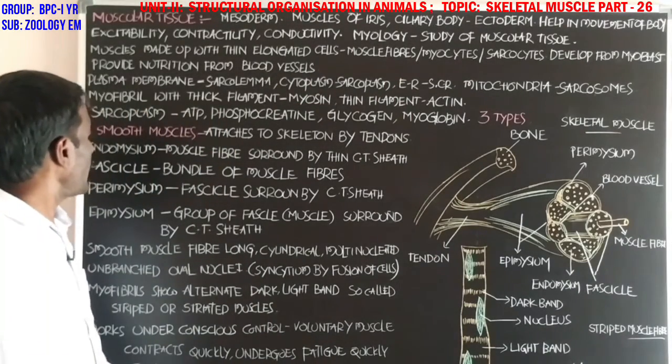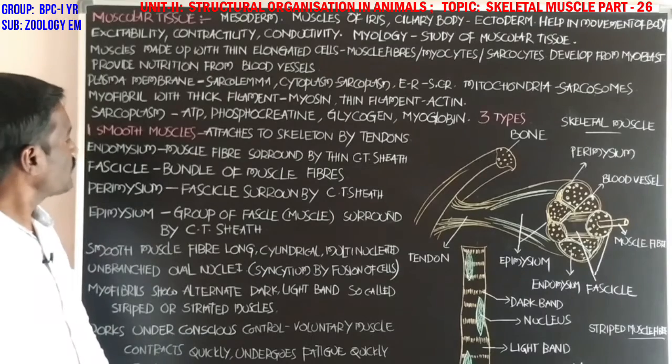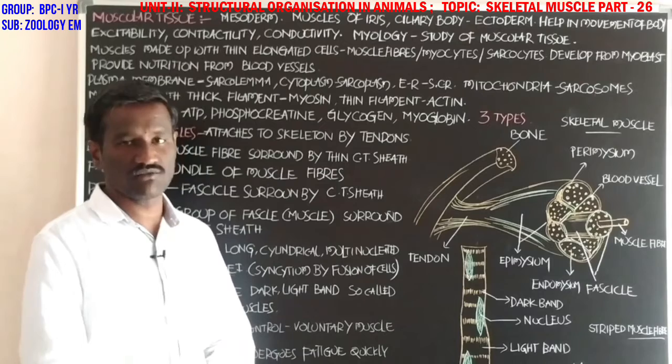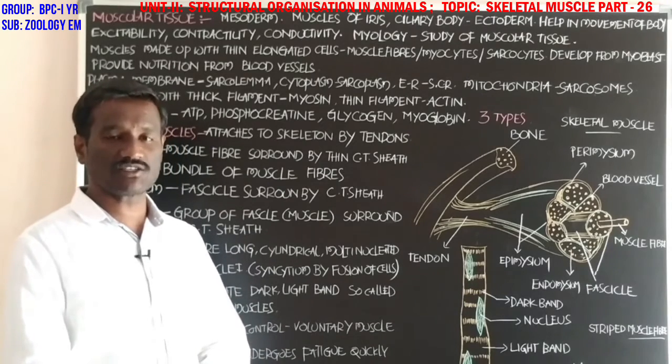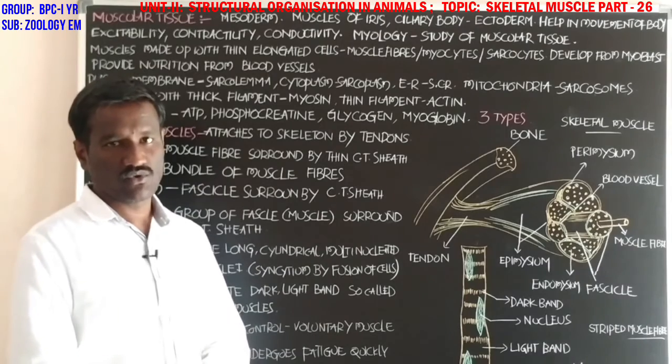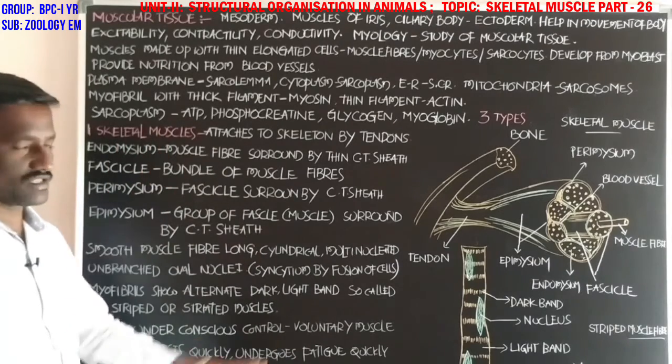Okay, students. Next, the muscular tissue shows three types of muscles based on structure, location and formation. What about the skeletal muscle?